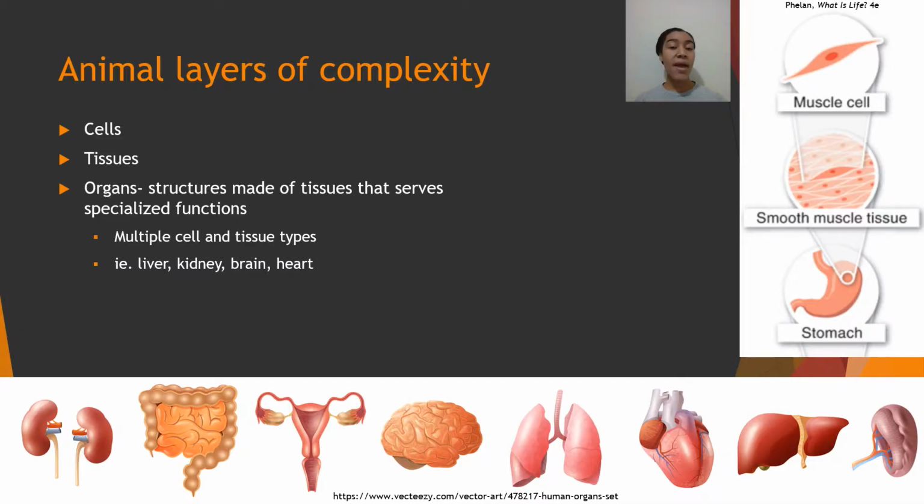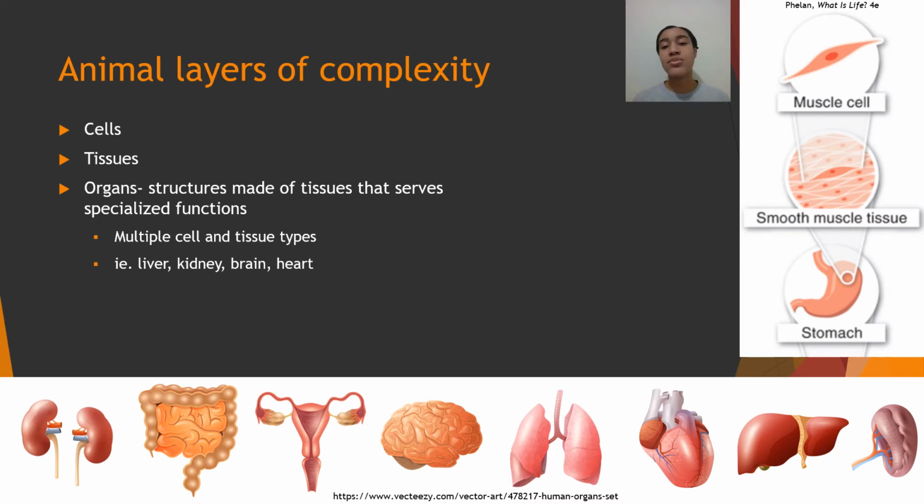All right, so getting back to our layers of complexity, the next layer of complexity after tissues are organs. And organs are structures made of tissues that serve specialized functions. And there are multiple tissue types that make up an organ. So organs are not composed of one single type of tissue. An organ will have epithelial tissue, connective tissue, muscular tissue, and nervous tissue all together to function, or they might have different combinations of those four types of tissues.